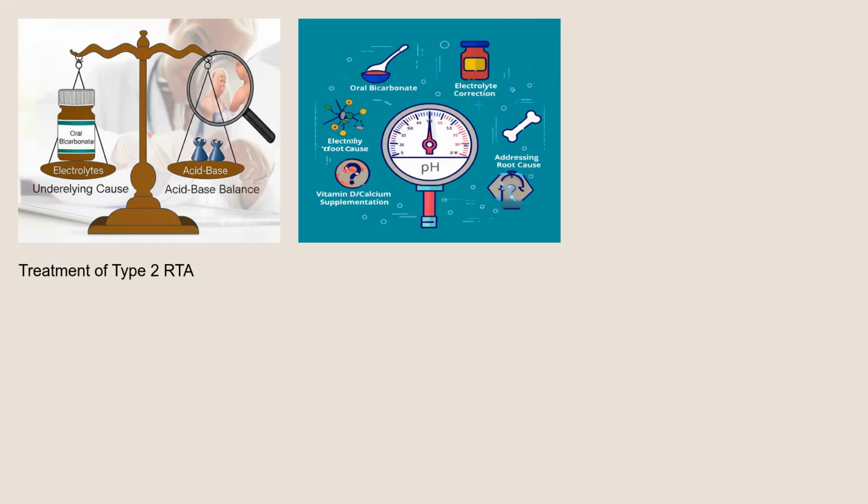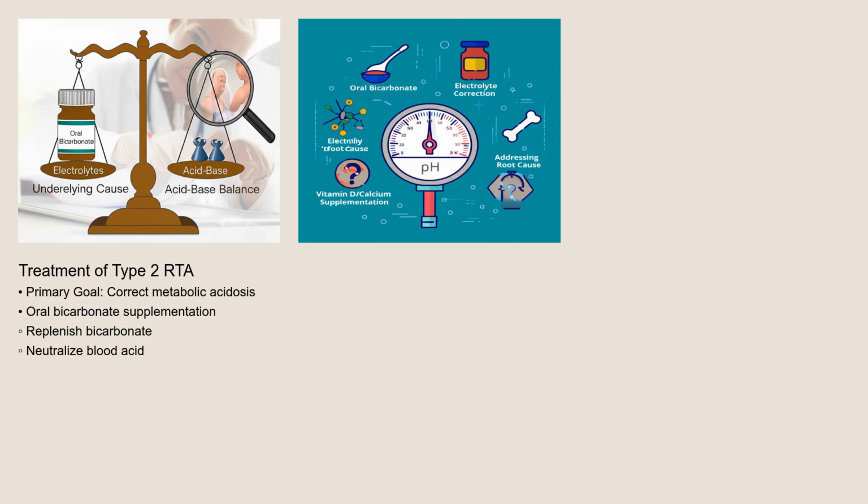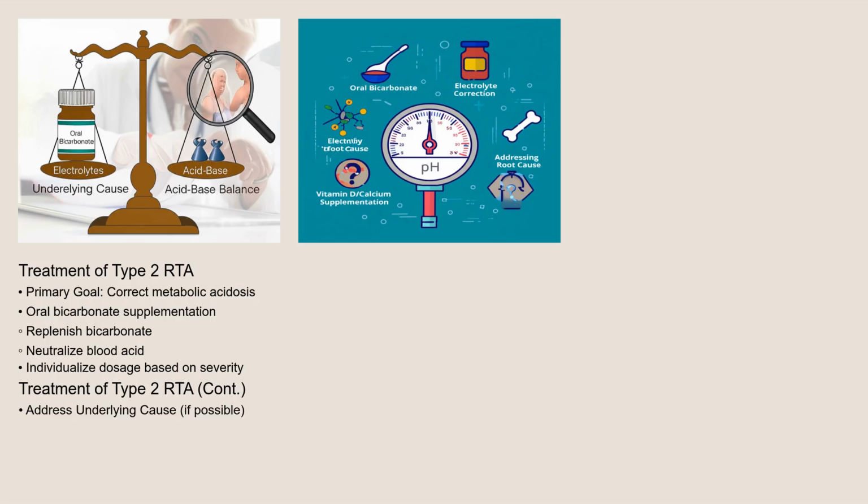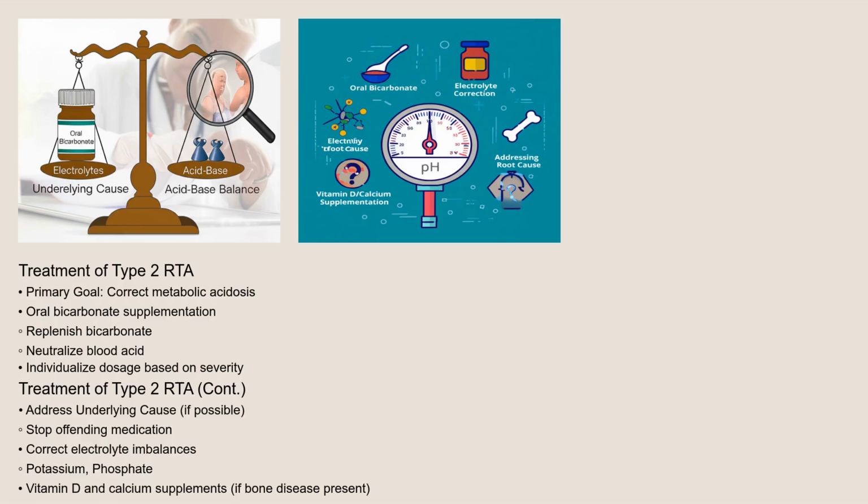The primary goal of treatment for type 2 RTA is to correct the metabolic acidosis and address the underlying cause, if possible. This typically involves oral bicarbonate supplementation to replenish the lost bicarbonate and neutralize the acid in the blood. The dosage of bicarbonate needs to be individualized based on the severity of the acidosis. In cases where the RTA is due to a medication, stopping the medication is crucial. Additionally, treatment may include supplements to address any associated electrolyte imbalances, such as potassium or phosphate deficiencies. If bone disease is present, vitamin D and calcium supplements may be necessary.